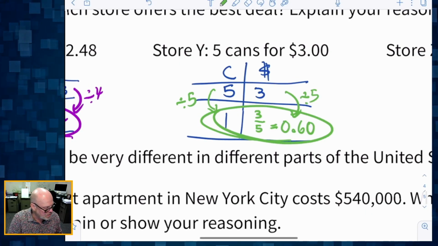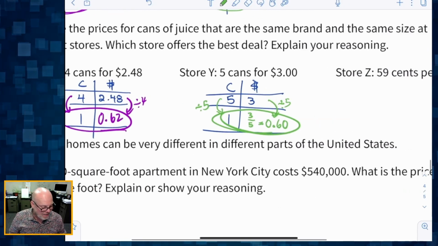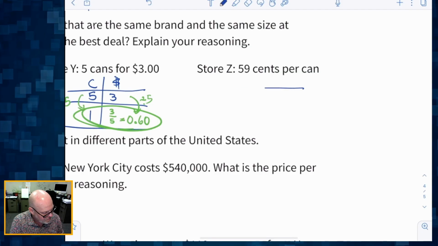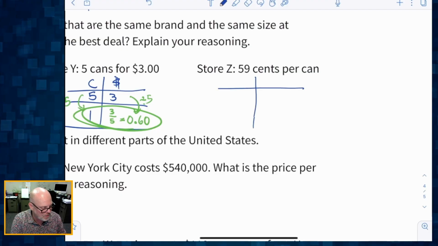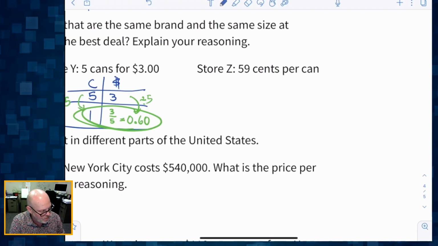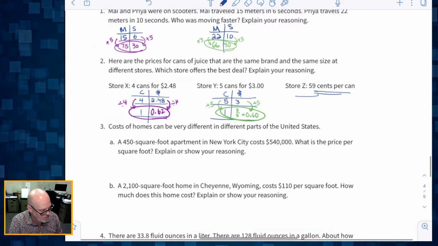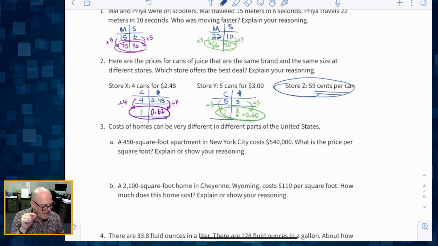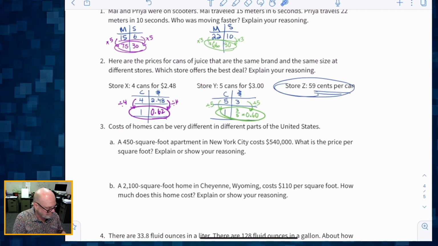All right, here. So far, store Y is winning. And then let's take a look at store Z. Store Z, so that's 59 cents per can. Oh, I don't have to do anything. That's already a unit rate, isn't it? And I can see that store Z wins just barely by 1 penny. It just barely beats out store Y.